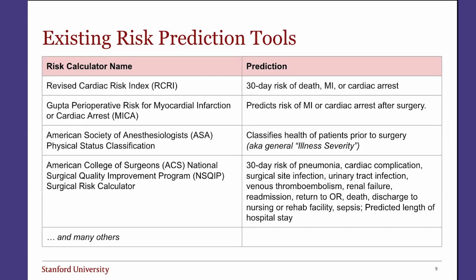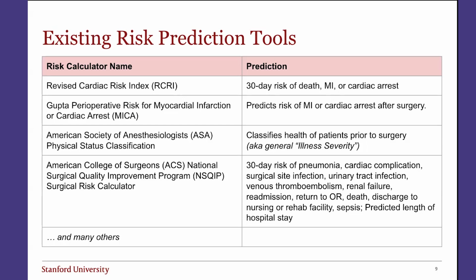And then anesthesiologists developed a more general grading scale called the ASA physical status classification. And this puts patients in general categories of risk that I like to call illness severity, because it ranges from perfectly healthy all the way to this patient is going to die in the next 24 hours if we don't operate on them.